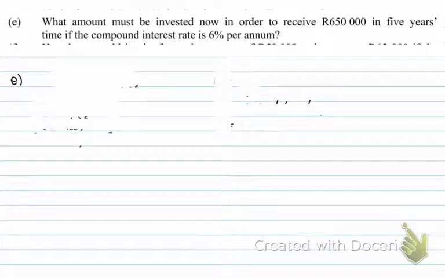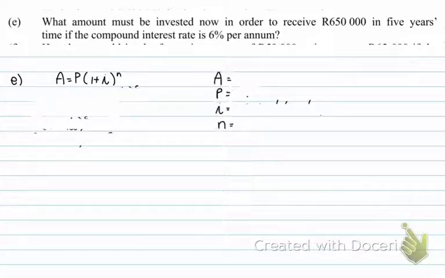Question E. What amount must be invested now in order to receive 650,000 in 5 years' time if the compound interest rate is 6% per annum? Okay, so we are working with compound interest. There is the formula. Now, because this is not a typical question, it's maybe perhaps a little bit trickier, I'm going to write down the A, P, I, and N.